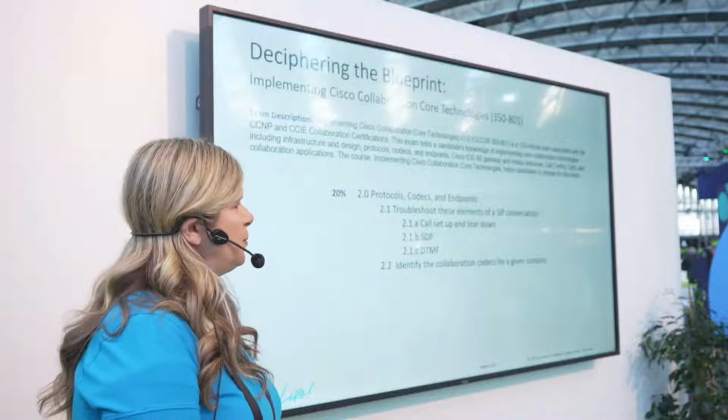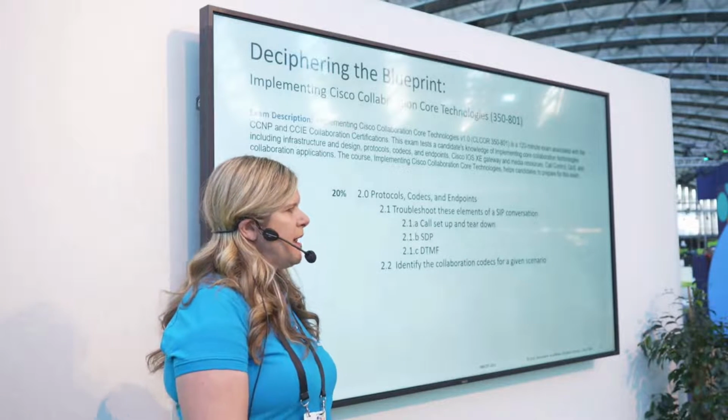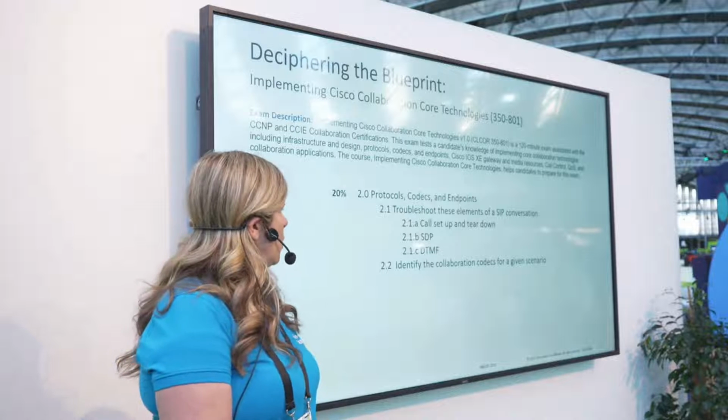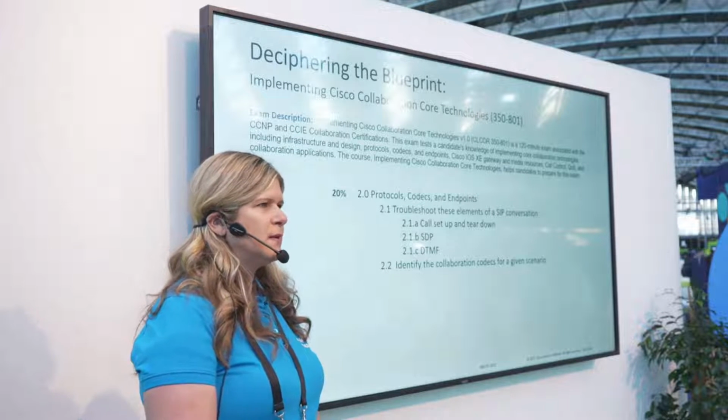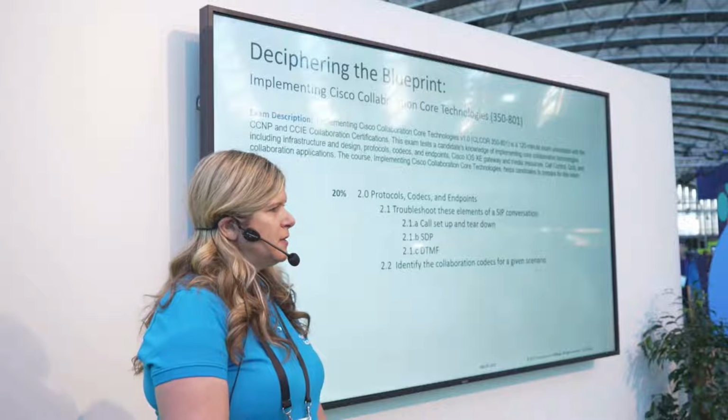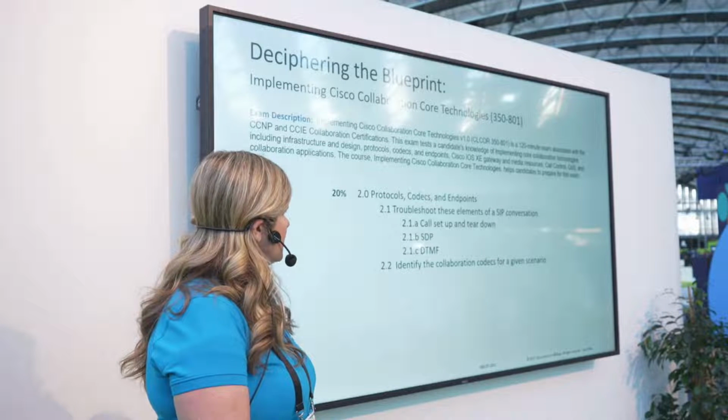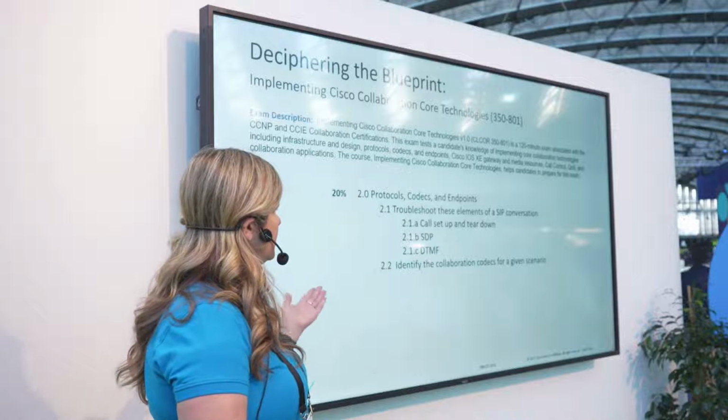Now, when we decipher the blueprint, it's really important because by looking at the verbs and deciphering which verb goes with which domain and task, it's going to tell you what level of knowledge you're going to need to understand the questions that will be associated with the different tasks.